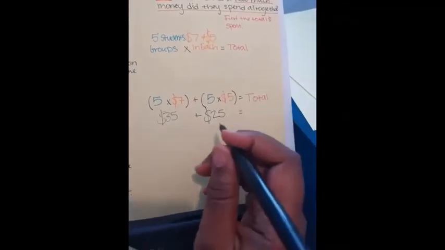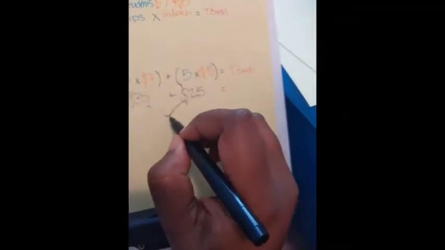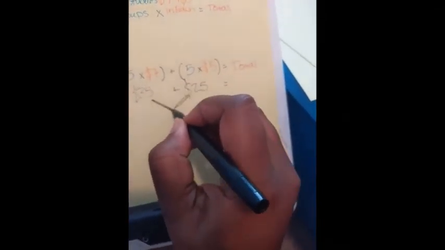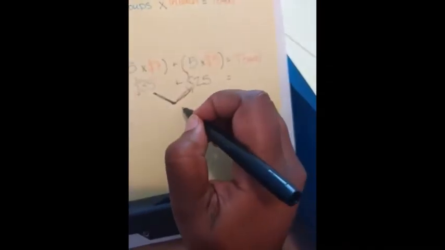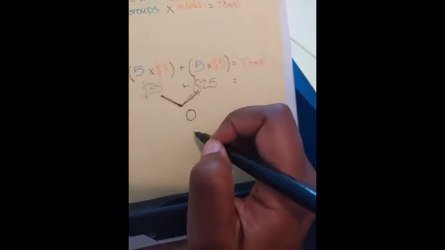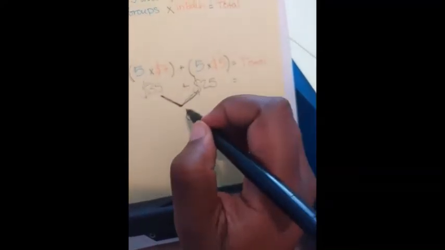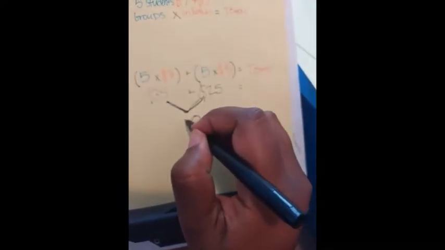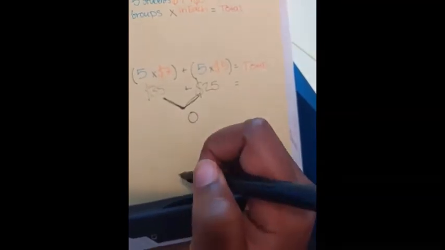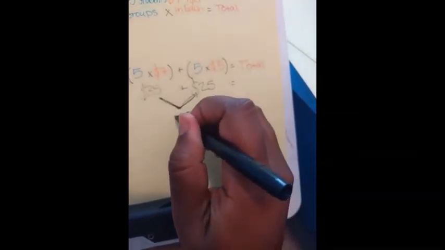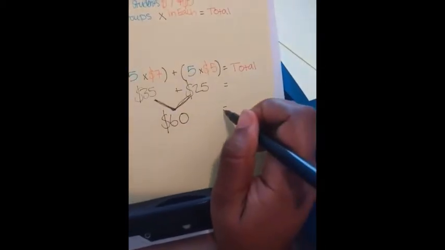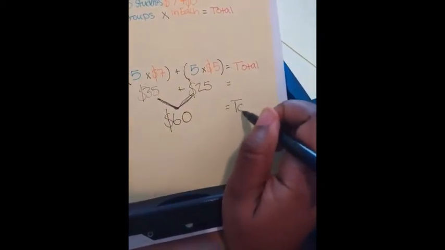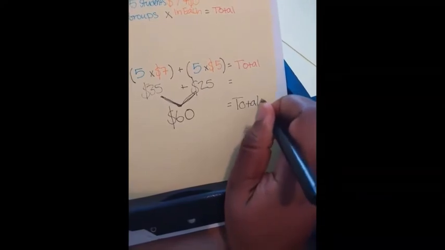So we will take $35 plus $25 and add them together. 5 plus 5 is 10, so that'll be a 0. And then 3 plus 2 is 5, plus the 1 that we carried, so that'll be $60 altogether. So our total is going to be $60.